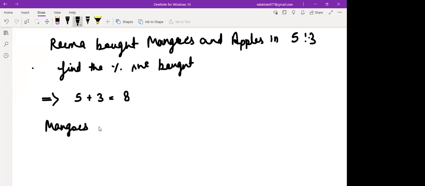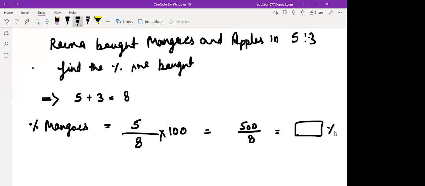So for mangoes, you have to find the percentage. What you are finding is the percentage of mangoes. So the percentage of mango would be, what is the total ratio? 8. Out of 8, how many are mango? 5. So 5 by 8, multiplied by 100. Whatever answer you get, that will be the percentage of mango.